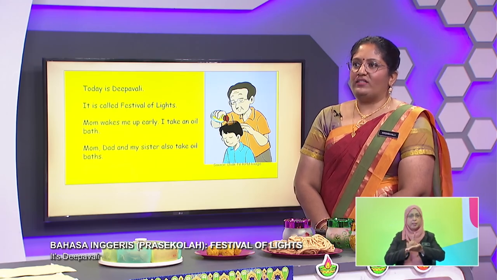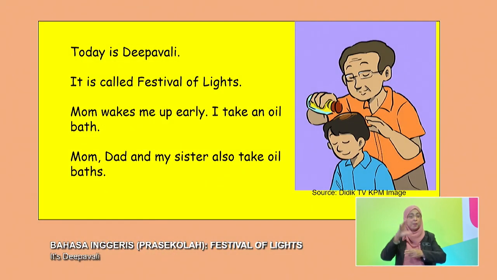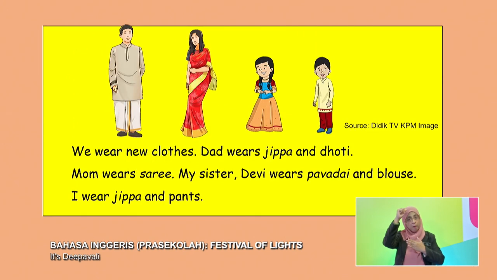Festival of Lights. Today is Deepavali. It is called Festival of Lights. Mom wakes me up early. I take an oil bath. Mom, Dad, and my sister also take oil baths. We wear new clothes. Dad wears jippa and dhoti. Mom wears sari. My sister Devi wears pavade and blouse. I wear jippa and pants.